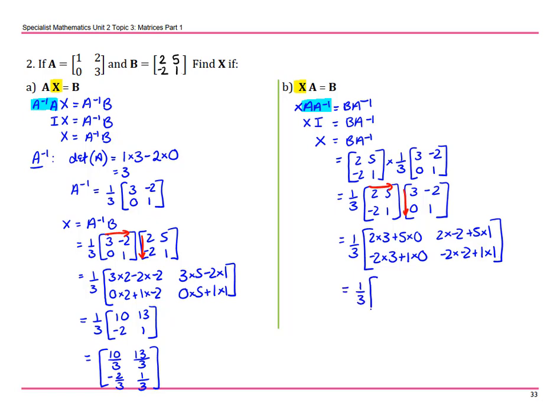That's then 1/3. 2 times 3 plus 5 times 0 is 6. 2 times negative 2 is negative 4. Negative 4 plus 5 is 1. Negative 6 plus 0 is negative 6. 4 plus 1 is 5. So multiply by that scalar. A third times 6 is 2, a third times negative 6 is negative 2, and then 5/3.